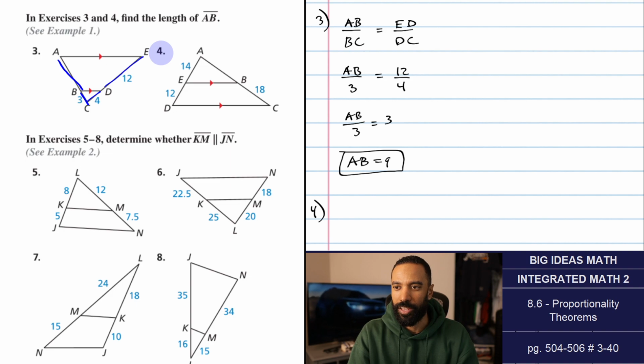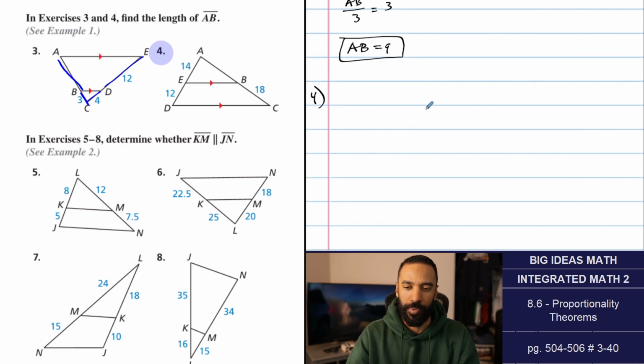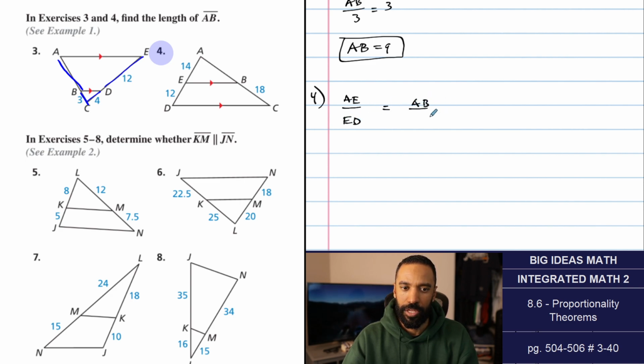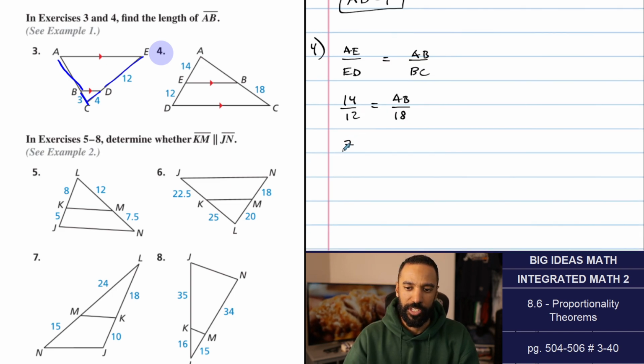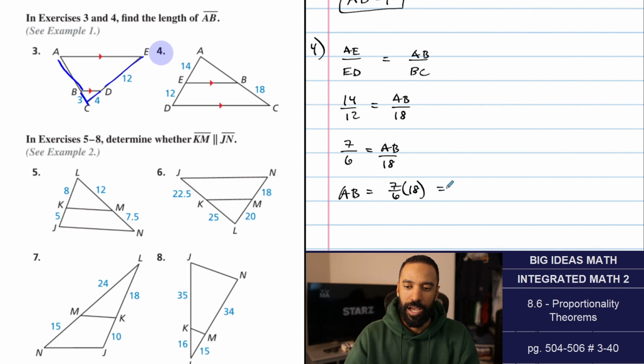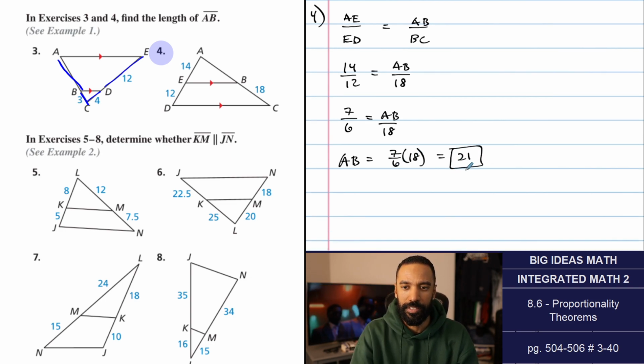Okay, number 4. Let's find the length of AB again. And let's just set it up the way that we see it from top to bottom. AE over ED equals this unknown AB length over BC. So that's 14 over 12 equals AB's unknown length over 18. 14 over 12 is 7/6, and I can multiply both sides by 18 here. So 7/6 of 18. 18 divided by 6 is 3, times 7 is 21. So that is the length of AB, 21.